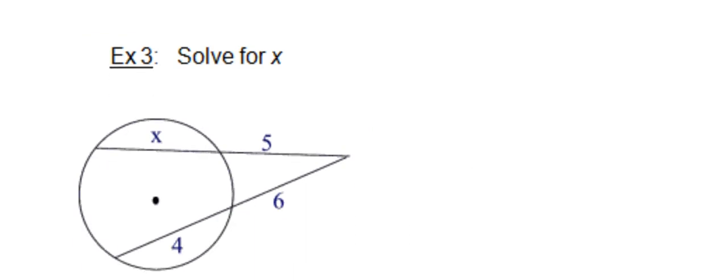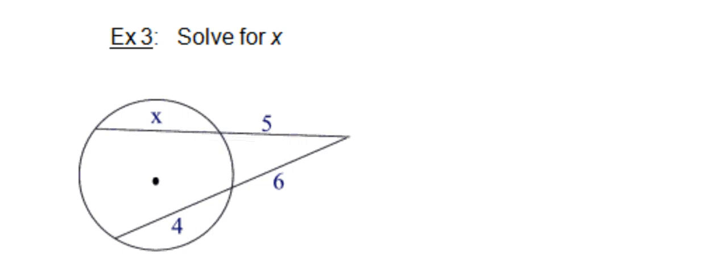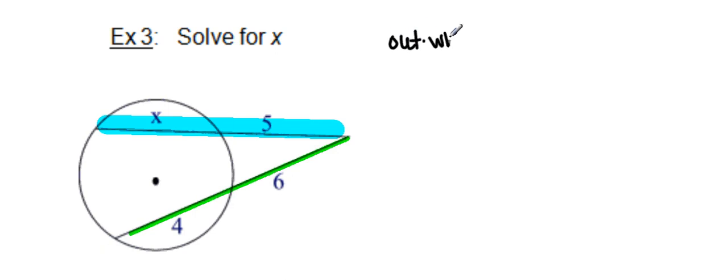All right, number 3. This is going to be a fun one. We've got two secants. I know they're secants because they both intersect the circle in exactly 2 places. I'm going to make one blue, the other one green. And anytime I have this situation, I'm going to think outside times the whole is equal to outside times the whole. And that's a good formula to write down a few times until you have it memorized.